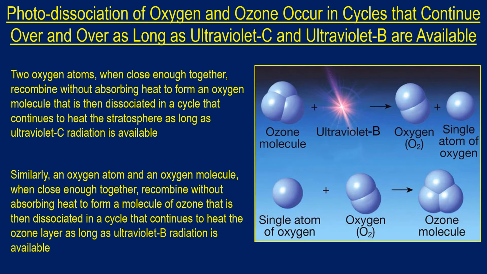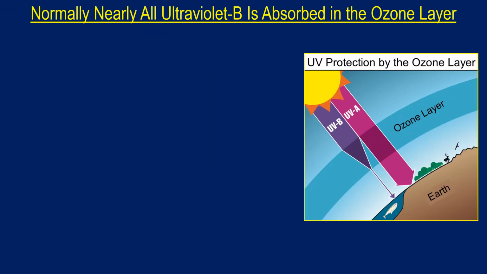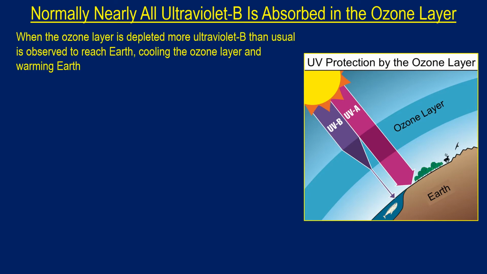Similarly, an oxygen atom and an oxygen molecule, when close enough together, recombine without absorbing heat to form a molecule of ozone that is then dissociated in a cycle that continues to heat the ozone layer as long as ultraviolet B radiation is available. Normally, all ultraviolet B is absorbed in the ozone layer. When the ozone layer is depleted, more ultraviolet B than usual is observed to reach Earth, cooling the ozone layer and warming Earth.